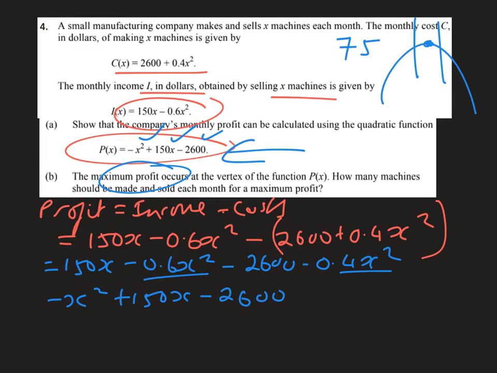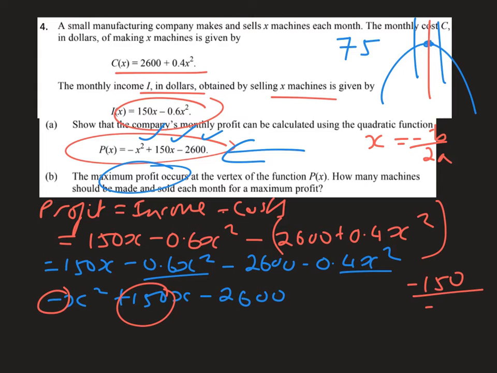The other way you could do this is using the line of symmetry. We know the formula for that is x equals minus b over 2a. b is the coefficient of the x term, which is 150, so that would be minus 150 over 2a. a is the coefficient of x squared, which is minus 1. So that would be minus 150 divided by minus 2, which also gives you 75.